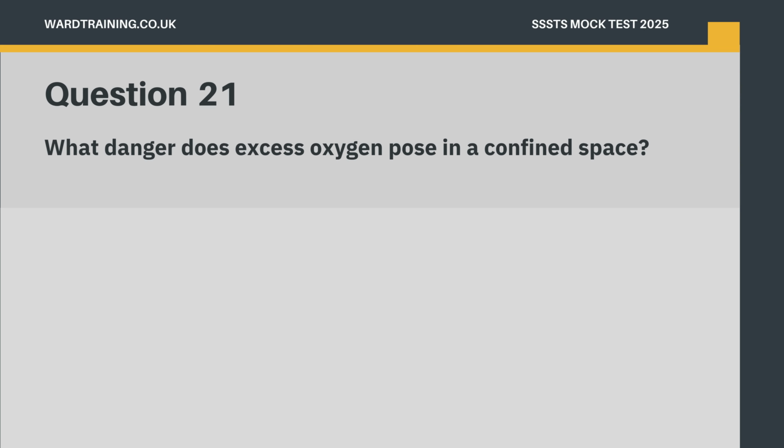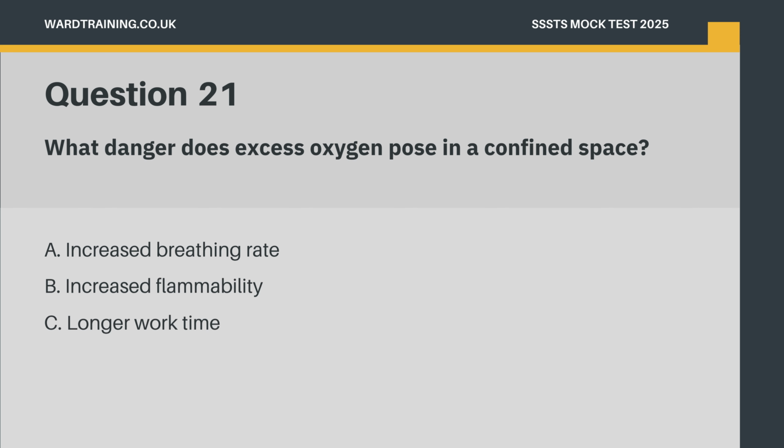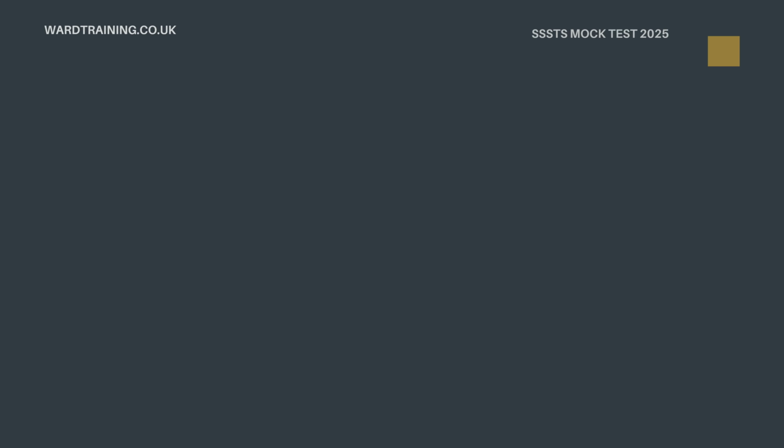Question 21. What danger does excess oxygen pose in a confined space? A. Increased breathing rate, B. Increased flammability, C. Longer work time, D. False sense of security. Answer: B. Increased flammability.